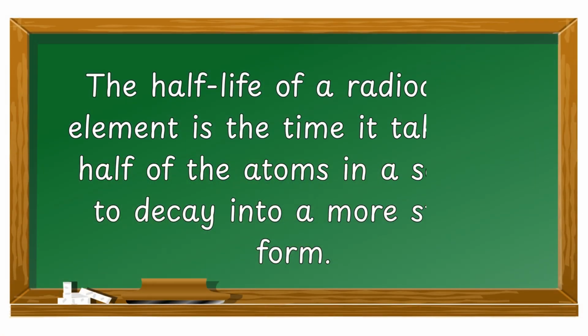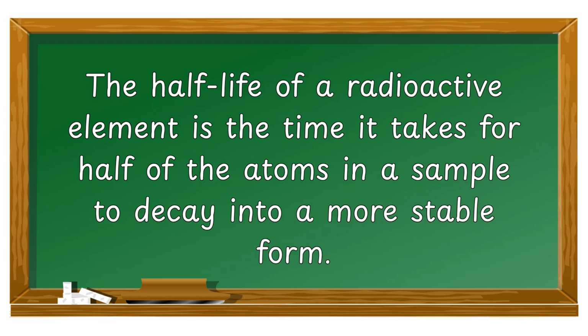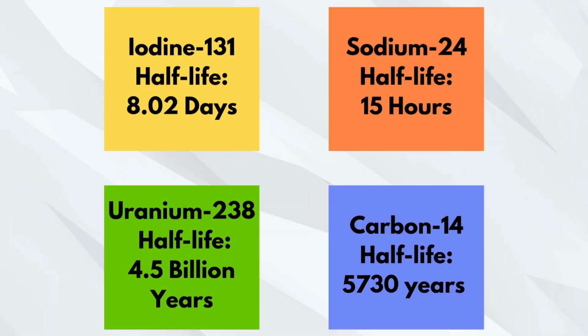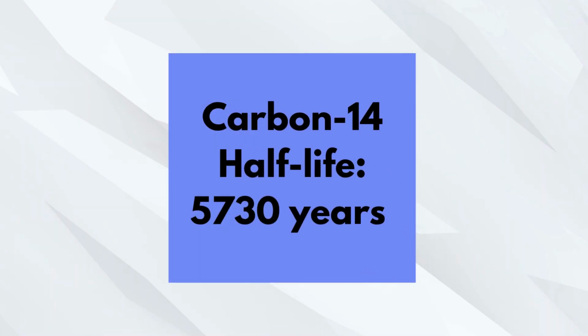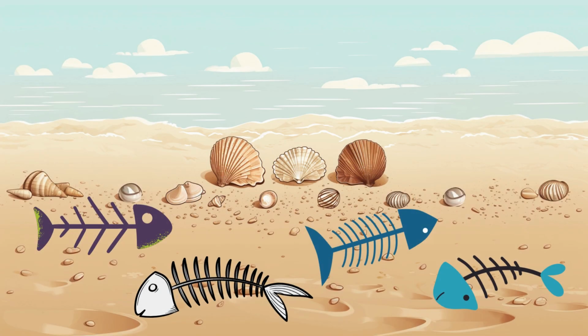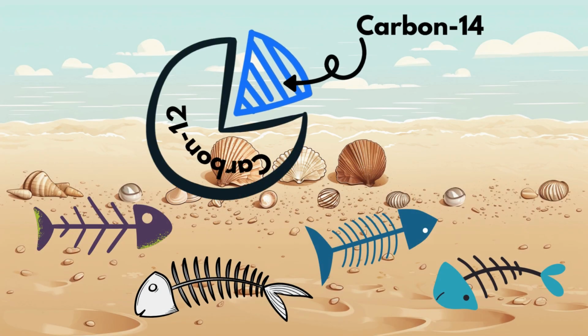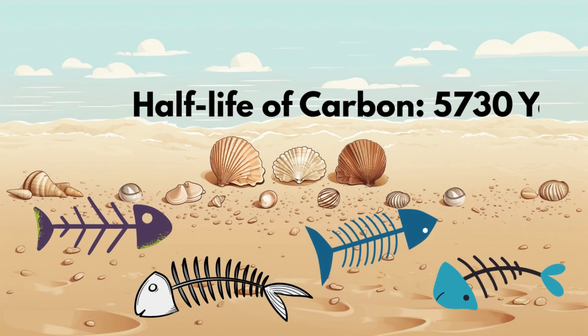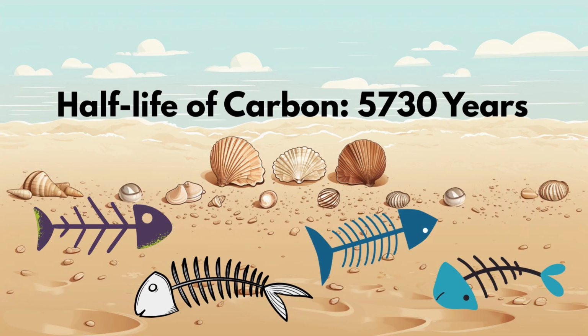The half-life of a radioactive element is the time it takes for half of the atoms in a sample to decay into a more stable form. Each radioactive isotope has a specific half-life. The half-life of carbon-14 is 5,730 years. So, using the ratio of carbon-14 to carbon-12 and the half-life of carbon-14, we can calculate how long it has been since the organism died.